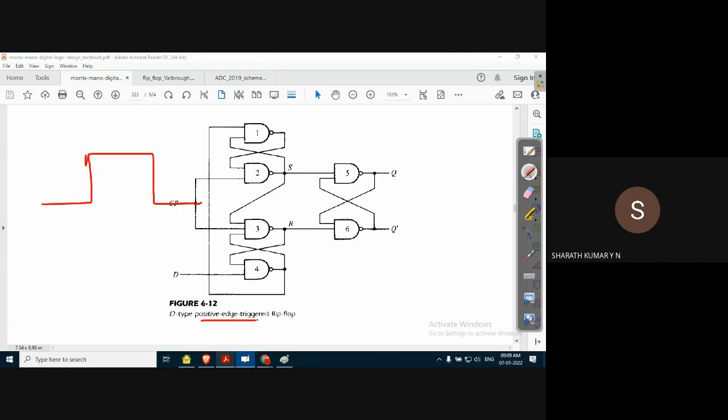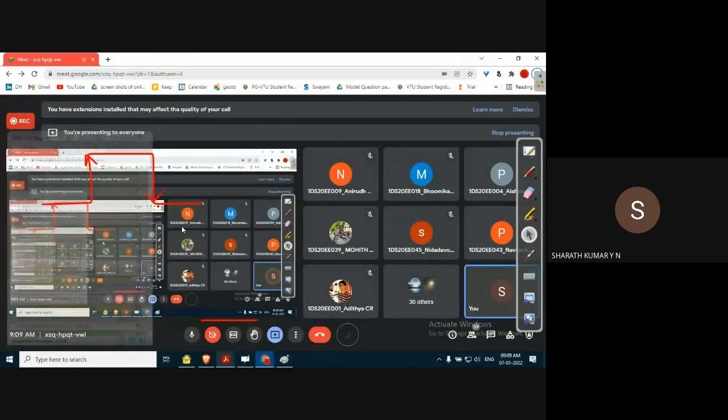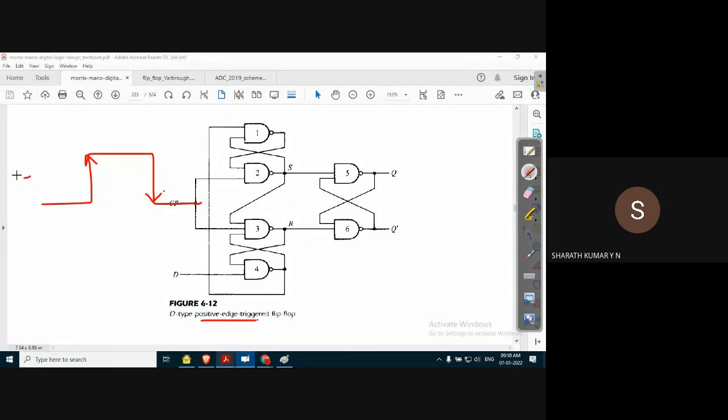As we understood in the last class, based on whether it is a negative pulse or a positive pulse, we'll have the rising edge first or the falling edge first. For a positive pulse, the rising edge comes first. This is a rising edge, and this is a falling edge. In a negative pulse, the falling edge comes first, and then comes the rising edge.